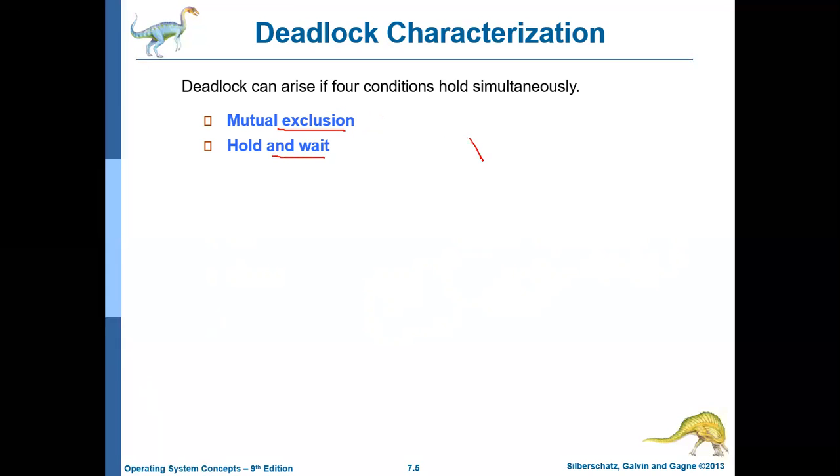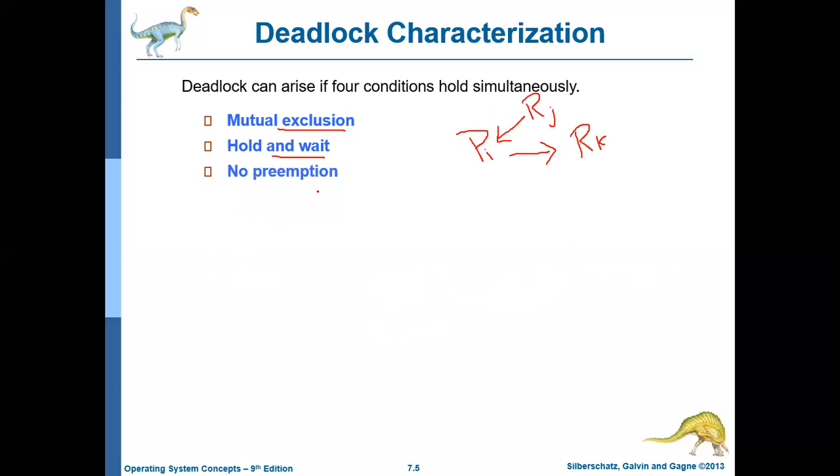Hold and wait means a process P1 is holding some resource Rj. It is already holding a resource Rj and it is waiting for some other resource Rk, and it won't release Rj until it receives Rk. So this is called hold and wait. That is, the process is holding one particular resource, and without releasing that resource, it is waiting for another resource, and it is not going to release the first resource until it gets the other. This concept is called hold and wait, which is the second condition for deadlock.